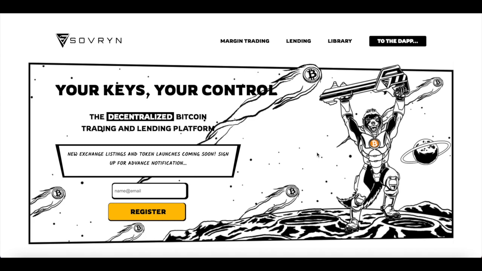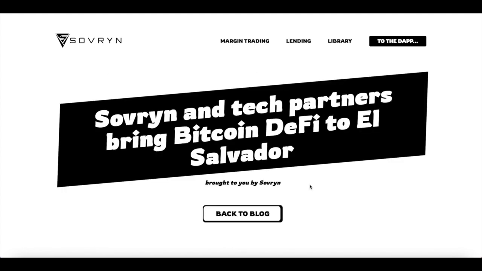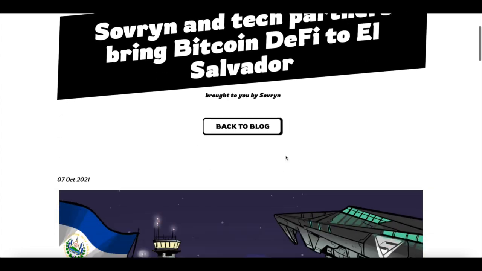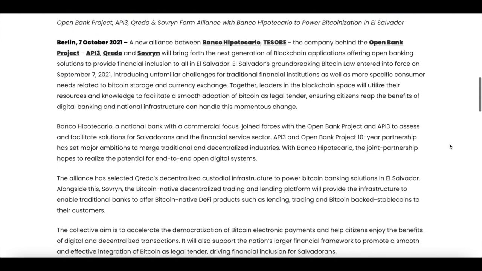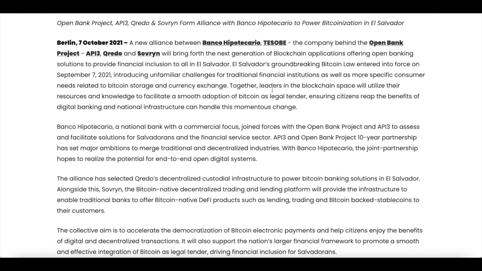Sovryn and tech partners bring Bitcoin DeFi to El Salvador. Now, most of us will already know that Bitcoin has been available in El Salvador for quite some time now, but we probably didn't understand how it actually happened. Now, we actually have some good information here: Open Bank Project, AP13, Oradór and Sovryn form an alliance with Banco Hipotecario to power Bitcoinization in El Salvador.